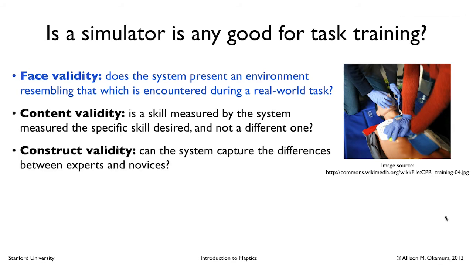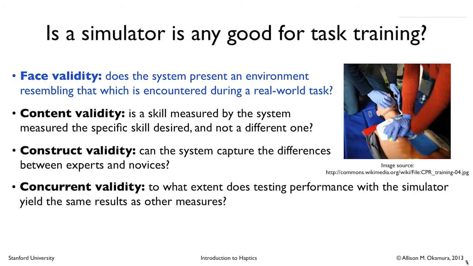Construct validity asks whether the system can capture differences between experts and novices. So if you get an expert surgeon and a novice surgeon both interacting with a virtual environment to practice surgery, can it show that yes, indeed, an expert surgeon is better? And this is important if you actually want to use the simulator as a way of evaluating surgical performance or deciding if someone is ready to do surgery of a certain type.